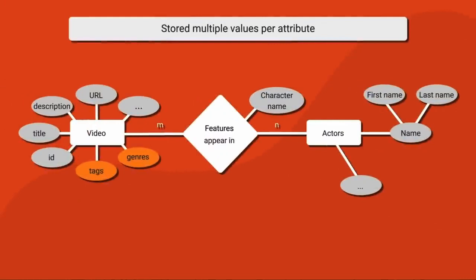Attributes can have multiple values, and we call these, not surprisingly, multi-valued attributes. Multi-valued attributes store multiple values per attribute. One can refer to these attributes with a double oval diagram around the attribute types. For example, one video can be an example for more than one genre.